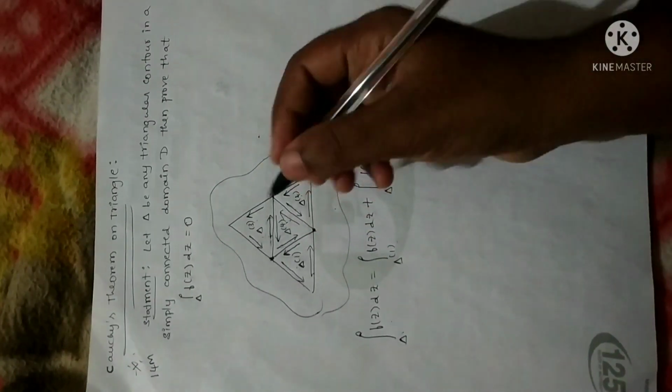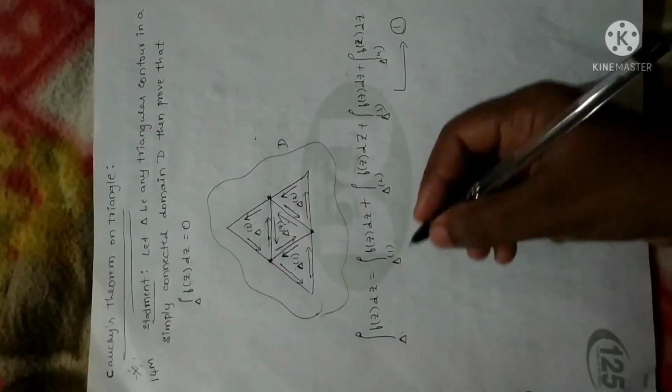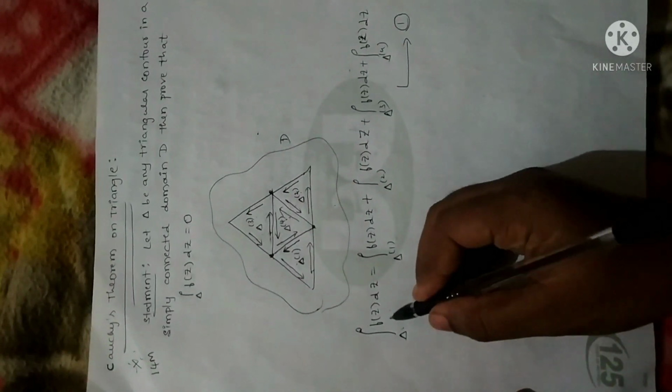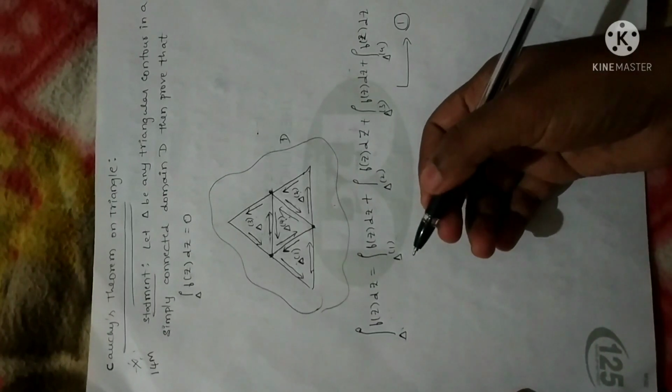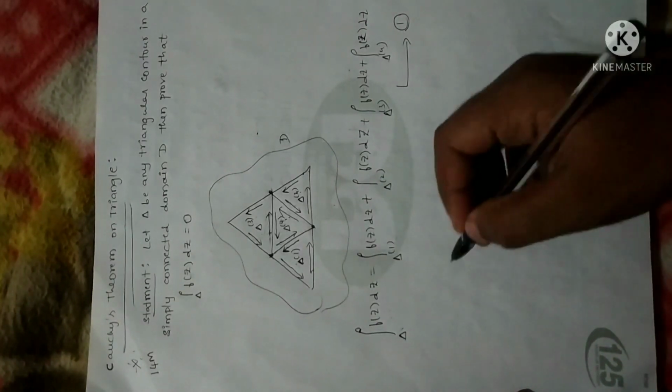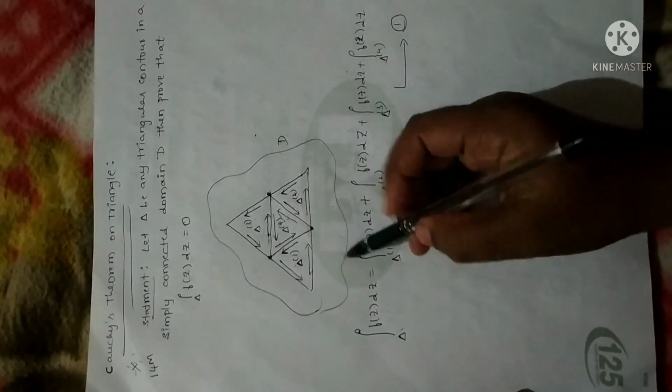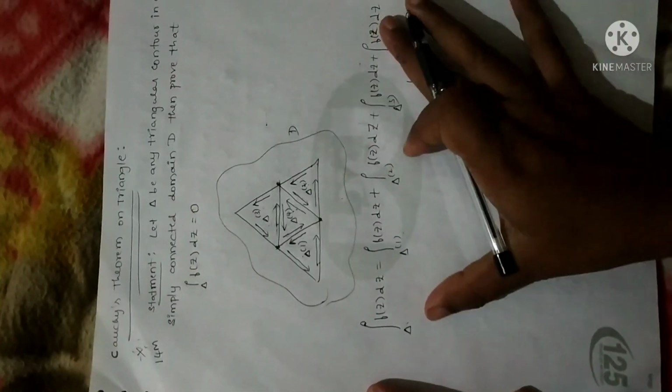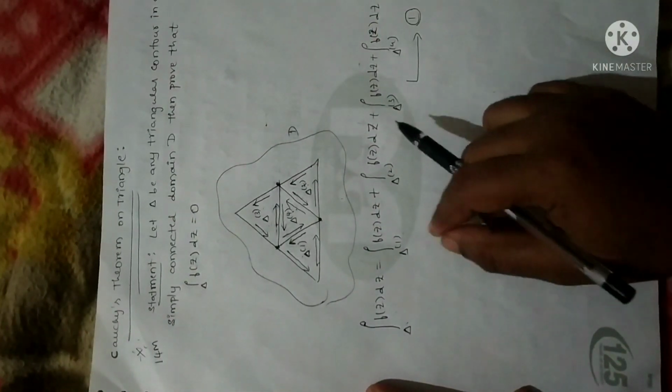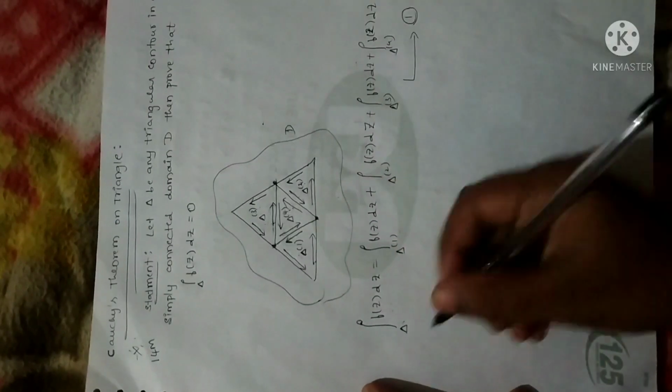Fine. Now if we take the modulus of this integral of f of z, we can write that the modulus of a sum is less than or equal to the sum of the moduli. I am repeating once again, the modulus of a sum will be less than or equal to the sum of its moduli. I will just write it here.